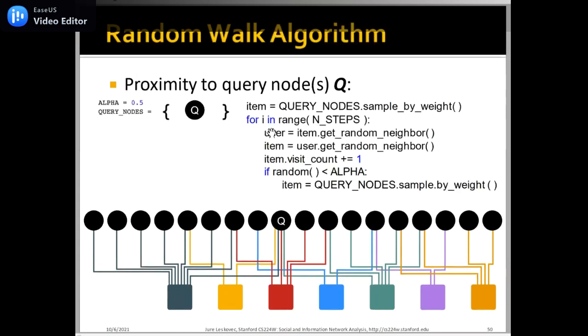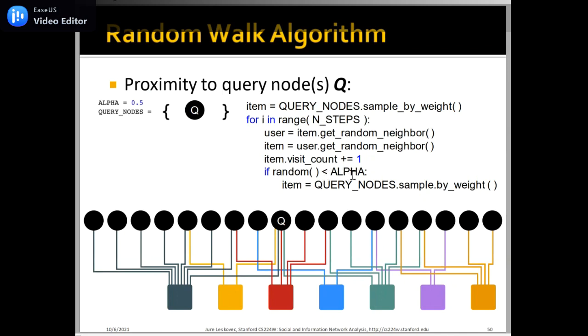So here it just shows this user-item interaction. So we have a query node. It can be a set or it can be just one node, right? And then we randomly sample one node from this set, which gives us an item. And then we do this iteration n times. From this item, we randomly get a neighbor, then we reach a user, right? And then from this user, we randomly get a neighbor, which gives us another item. And then we visit this item, and this item's visit count goes plus 1.